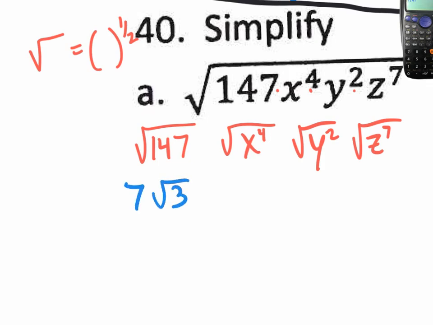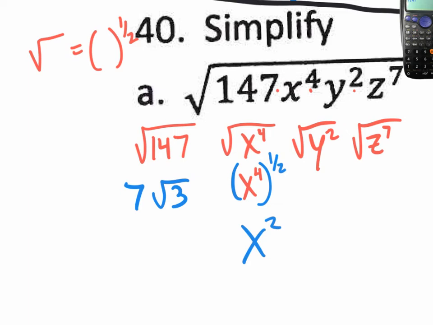Now, how about the square root of x to the 4th? We said that a square root is really the power of 1/2. So think about it this way. It's going to be x to the 4th to the power of 1/2. So when you have a power to a power, you multiply. So it's really like dividing 4 by 2, right? 4 times half. What's 4 times half? What's half of 4? 2. So I really end up with x squared, and there's no more square root.